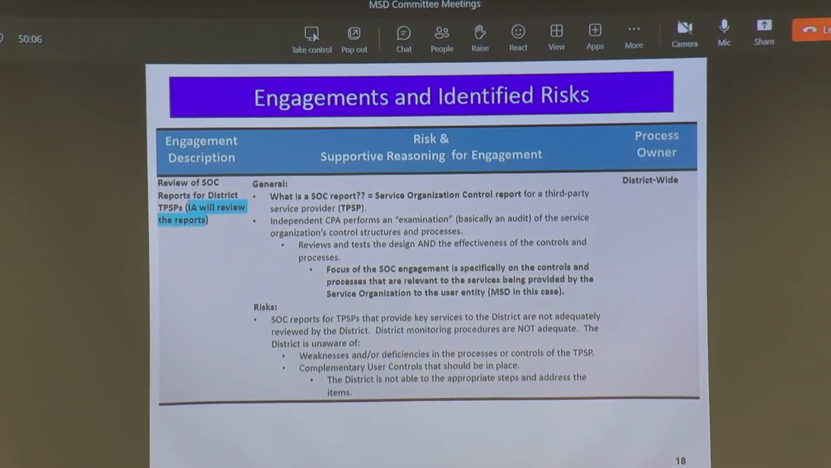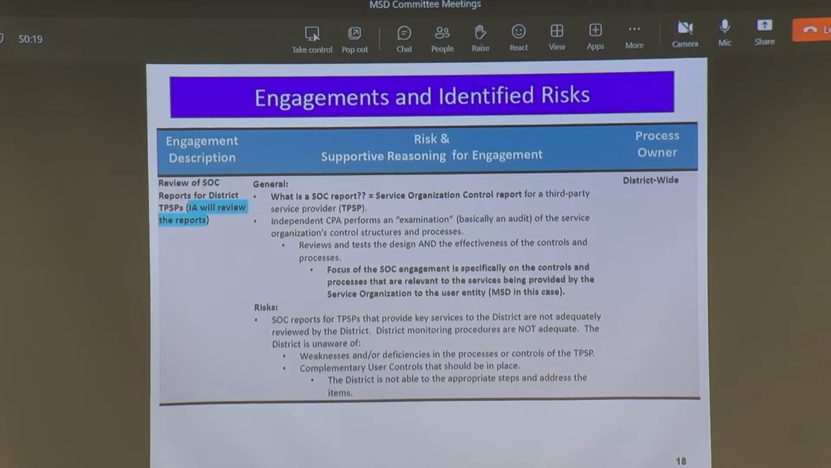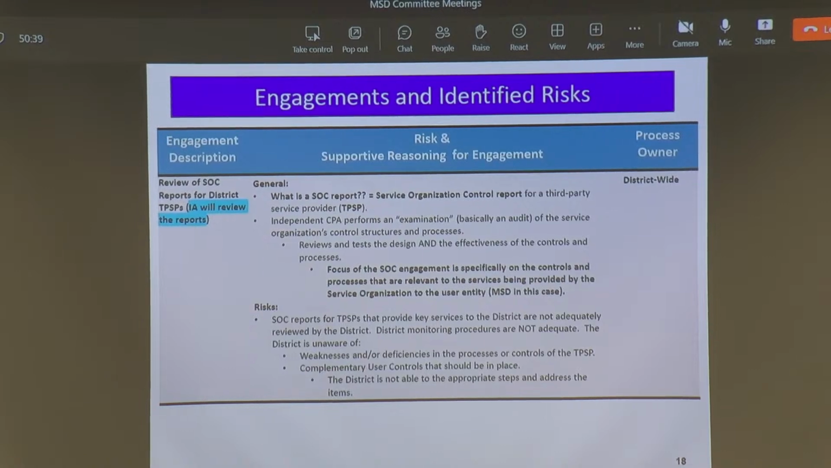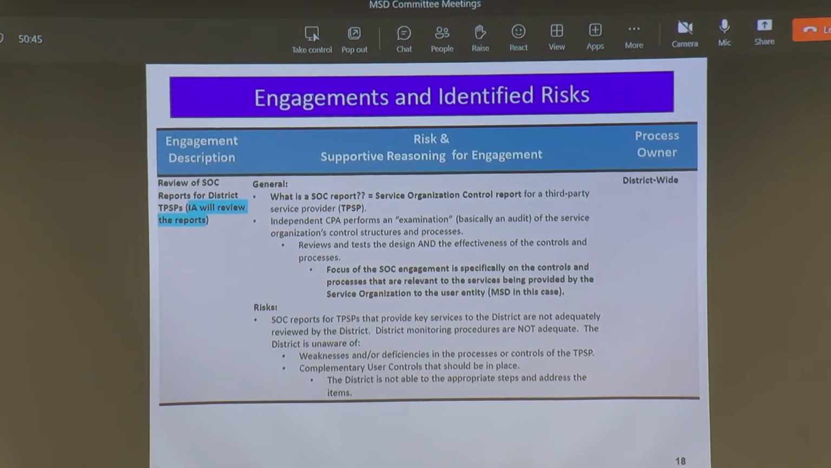Basically, the report is where an independent CPA performs an examination. It's basically an audit of the organization's control structures. They focus the engagement specifically on the controls and processes that are relevant to the services being provided by the service organization to the user entity, which is us. So it's highly recommended, to our benefit, to look at these reports and identify any weaknesses or issues with these third-party service providers, because they're delivering a service to us. We should know about those weaknesses. Especially with moving a lot of things to the cloud, there are a lot more third-party service providers that we have here at the district. So this is important. Any questions?